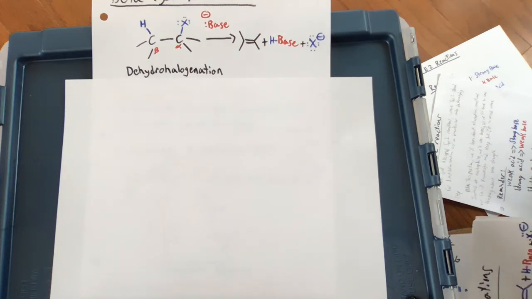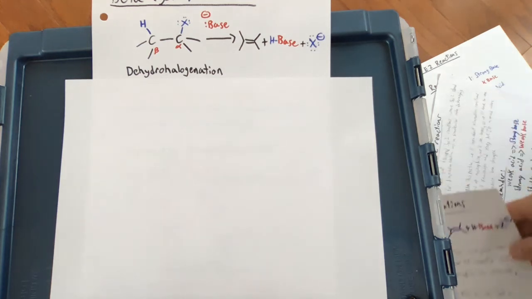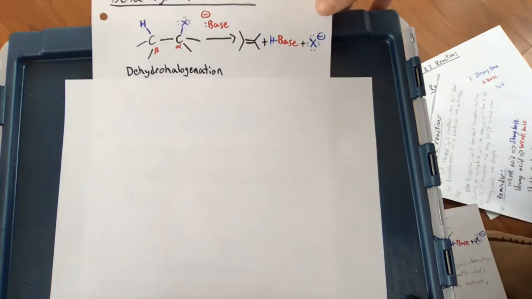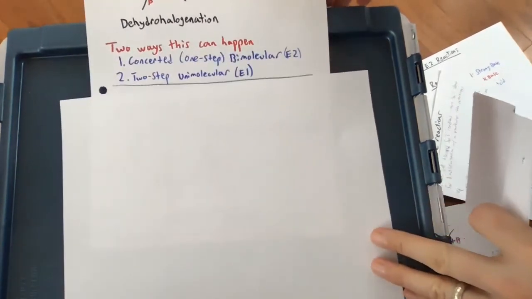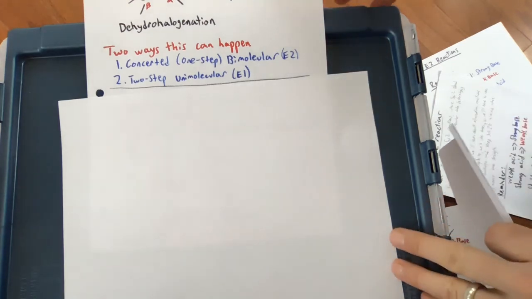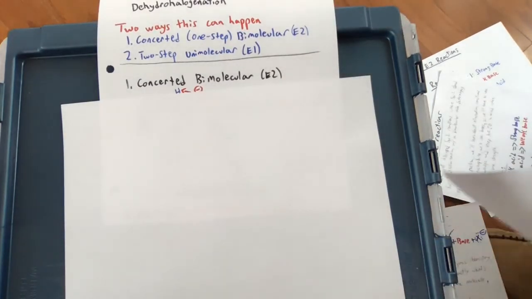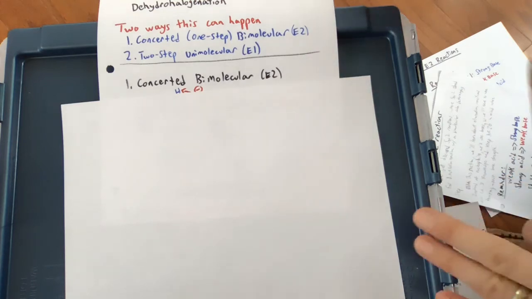Right. So the two types of reaction that we can have in terms of eliminations are either concerted one-step bimolecular elimination, which is called E2, or two-step unimolecular elimination called E1. And we'll talk about both of these, but let's start with the concerted one-step way. And this is called the E2 reaction, and it's a concerted bimolecular, just like we had for the SN2 reaction.